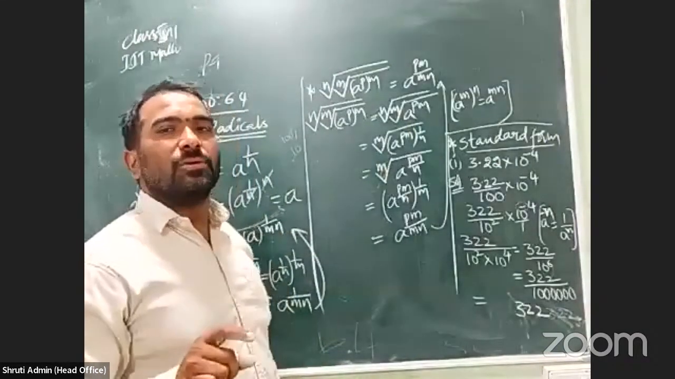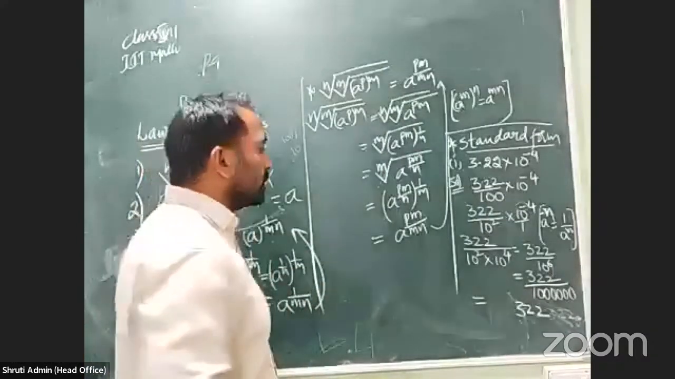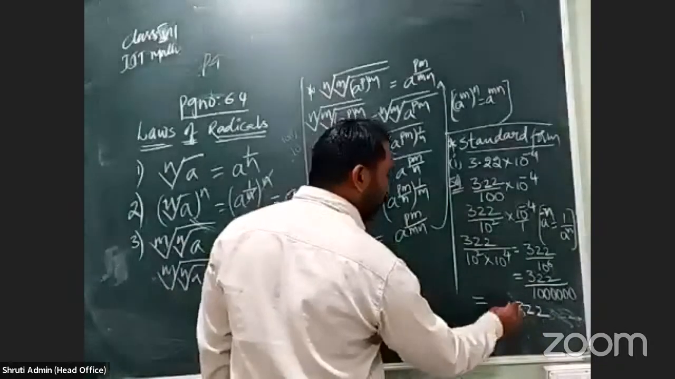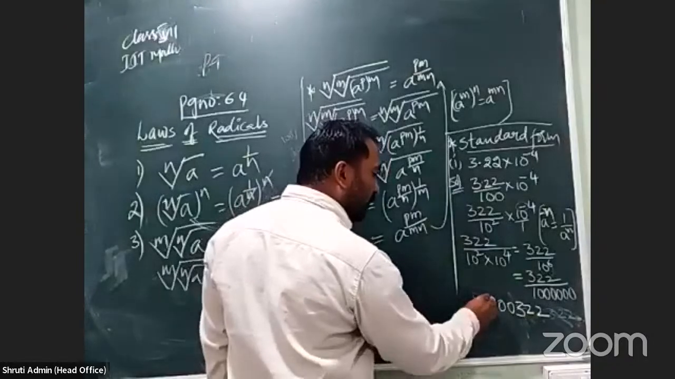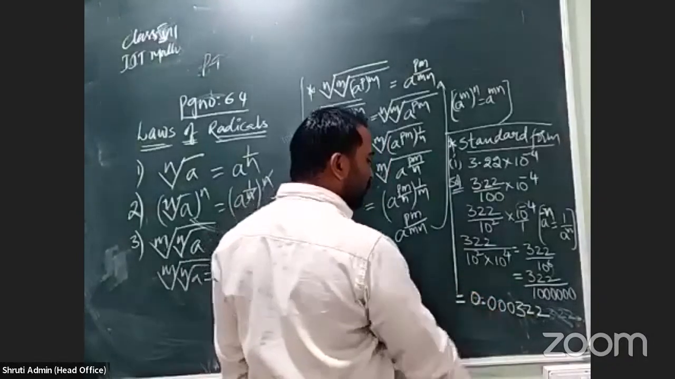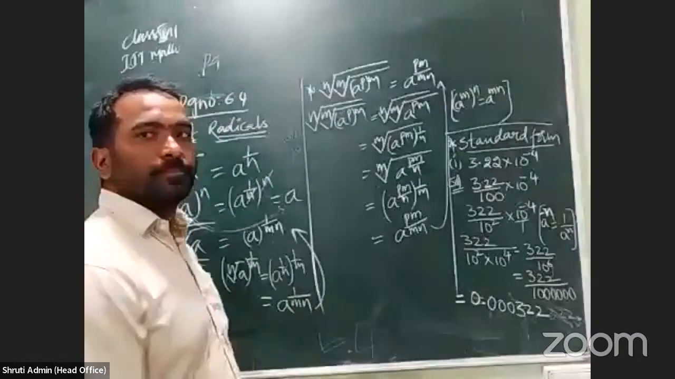As there are 6 zeros in the denominator, after 6 digits you have to put the point. So see, 1, 2, 3, 4, 5, 6. 6 digits after the point. So the answer is 0.000322. Getting my point?